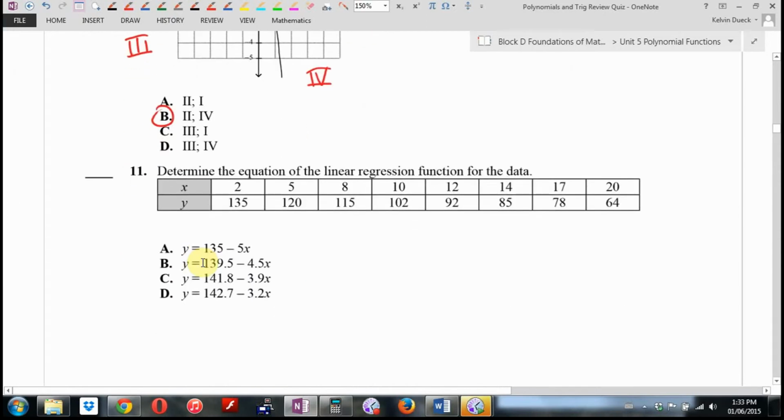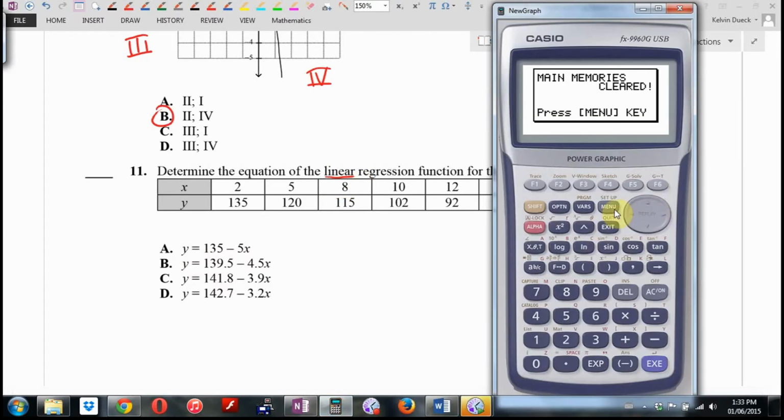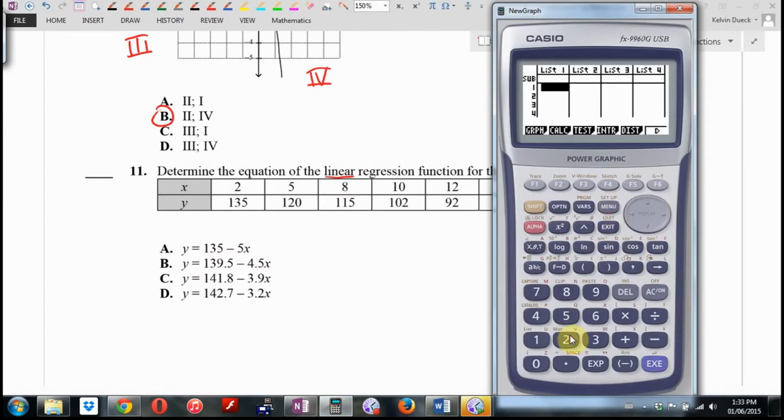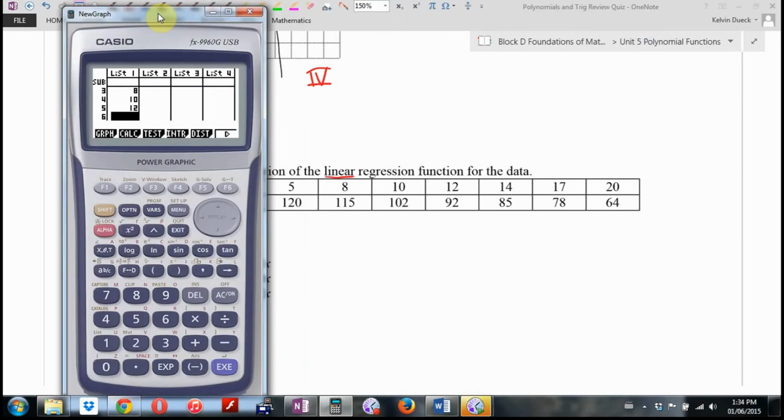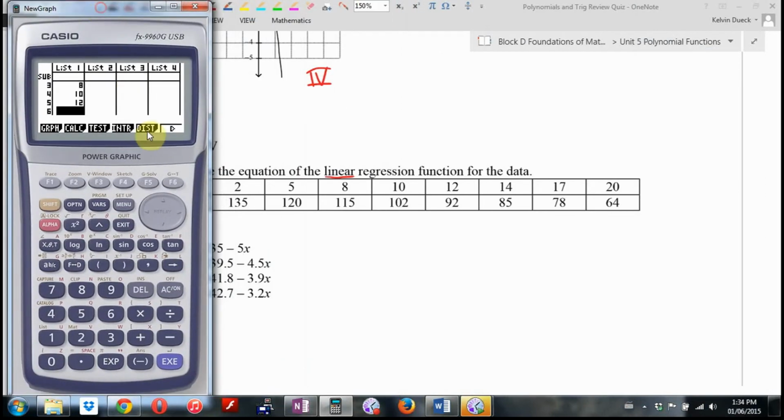Determine the equation of the linear regression function. Okay, this is going to be straight graphing calculator. Menu, stat, 2, 5, 8, 10, 12. Need to move over just a tiny bit so I can see the whole screen. Let's go over here. 14, 17, 20.